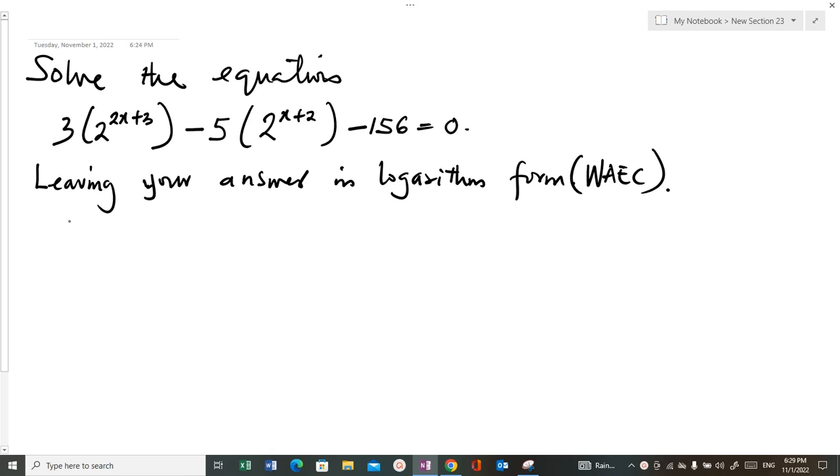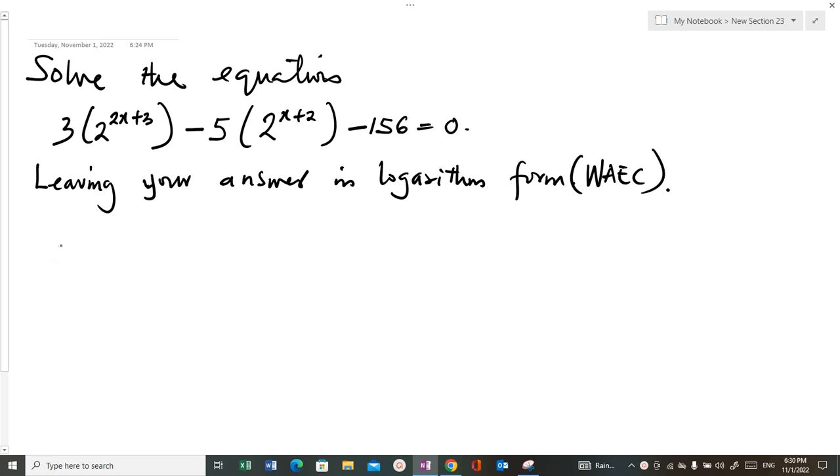Solve the equation 3 times 2 to the power 2x plus 3 minus 5 times 2 to the power x plus 2 minus 156 is equal to 0. Leaving your answer in logarithm form. This is a WAEC question.